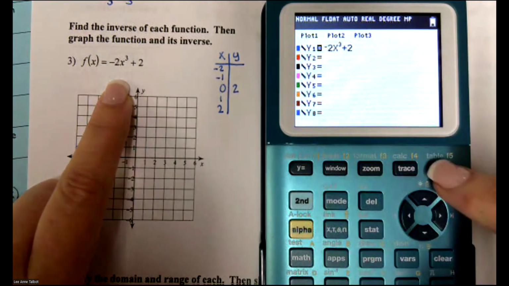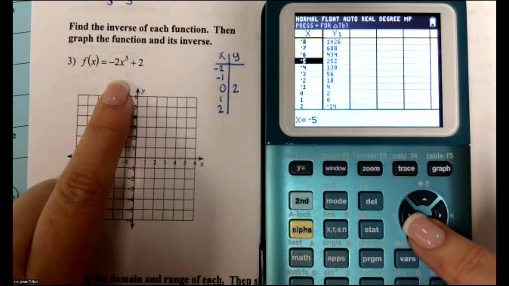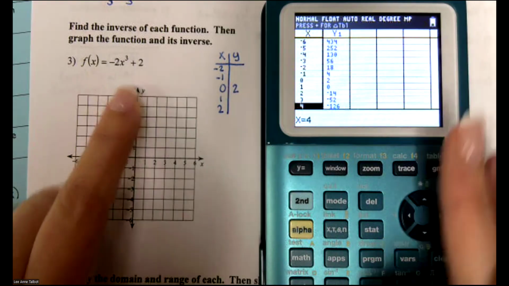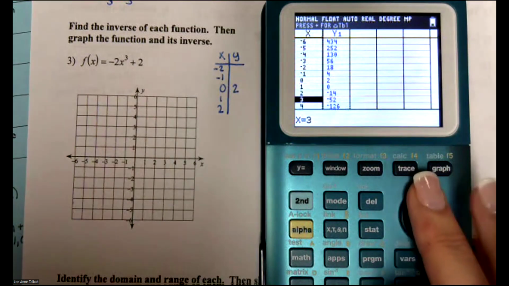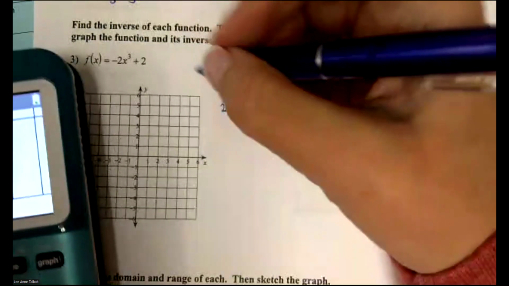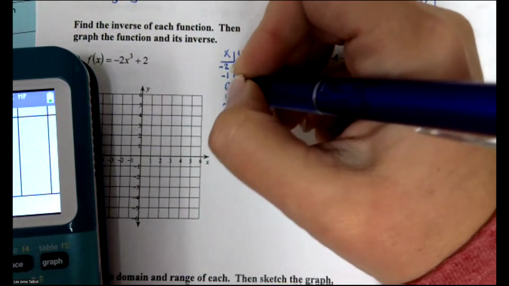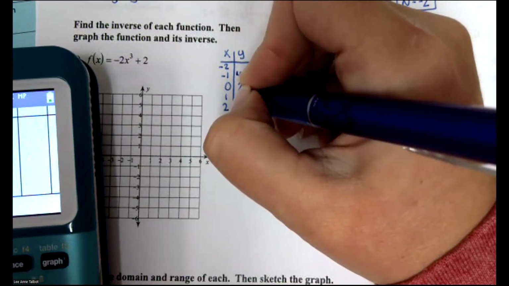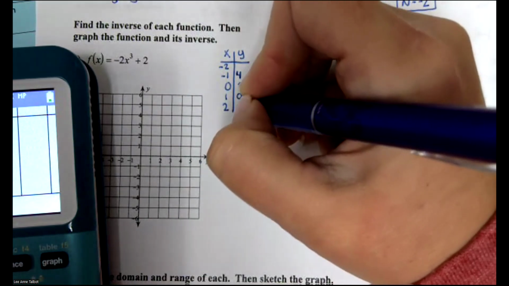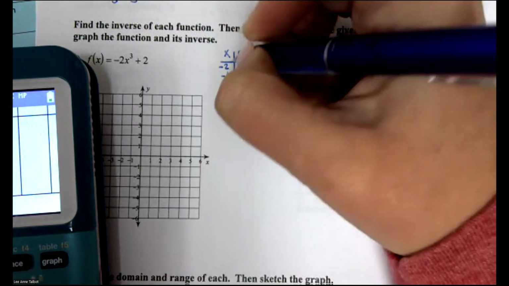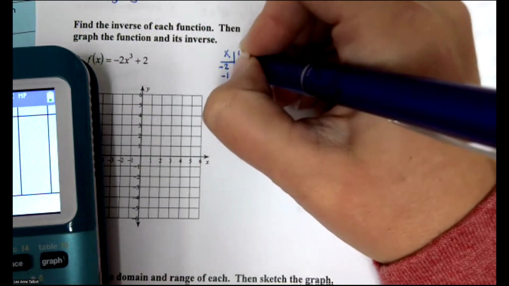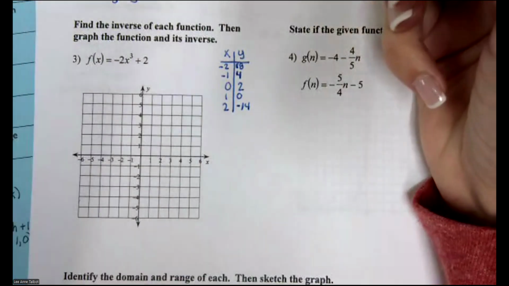So second, graph, and then scroll until you find the points you want. So negative 1, 4. I'm clearly not going to be able to graph all of these. 0, 2, 1, 0, 2, negative 14. That's not going to happen. Negative 2, positive 18. That's also not going to happen.